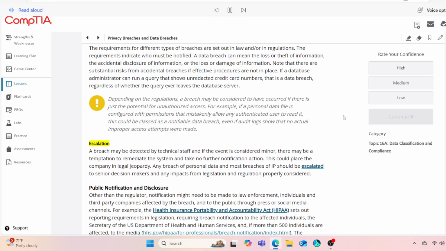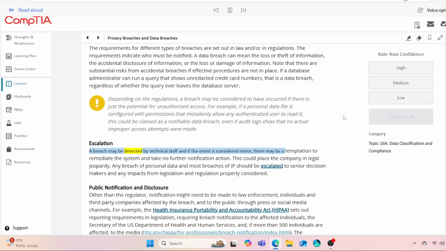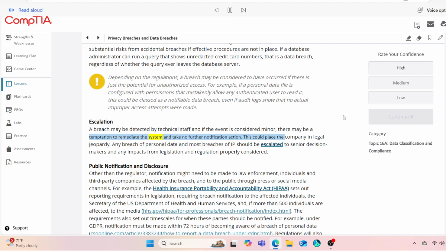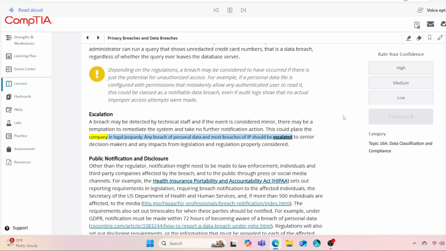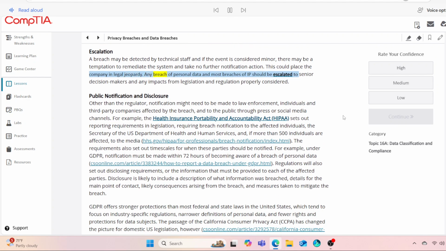Escalation. A breach may be detected by technical staff, and if the event is considered minor, there may be a temptation to remediate the system and take no further notification action. This could place the company in legal jeopardy. Any breach of personal data and most breaches of IP should be escalated to senior decision makers and any impacts from legislation and regulation properly considered.